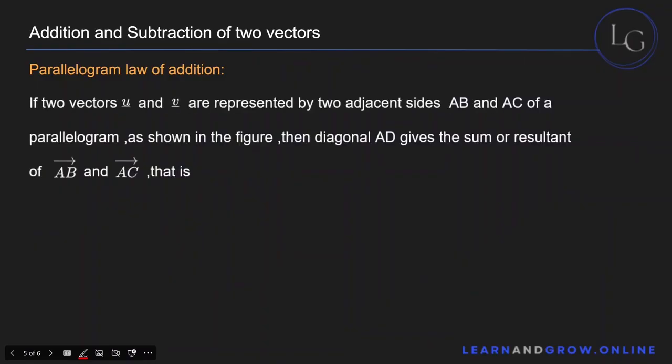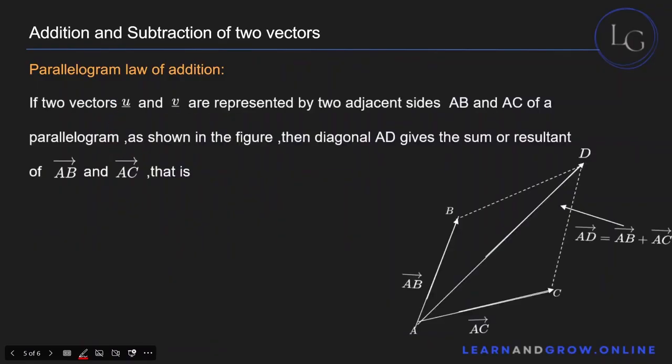parallelogram law of addition. It says that if two vectors u and v are represented by two adjacent sides, AB and AC, of a parallelogram as shown in the figure, then the diagonal AD gives the sum or the resultant of AB and AC. The two adjacent sides are AB and AC, both emerging from the same point A, and you need to find their sum. Since they have a common point A, they both have the same initial point.